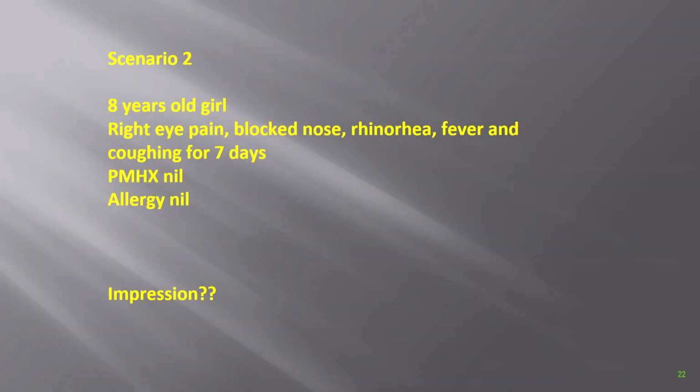Scenario 2: an 8-year-old girl with right eye pain, blocked nose, running nose, fever, and coughing for 7 days. No other significant history. So what do you think about this?